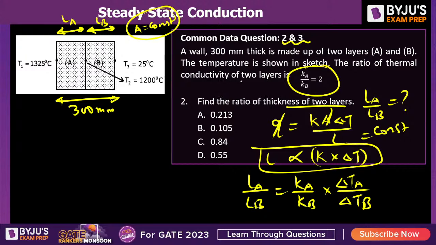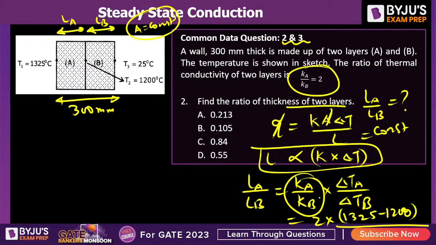If you put the values, Ka by Kb is 2 multiplied by what is delta Ta? 1325 minus 1200. That is the numerator. And what is delta Tb? That is 1200 minus 25. That will give the value of the ratio between the thicknesses of two layers. What is the answer? What is the correct answer? Are you guys getting option A or not?